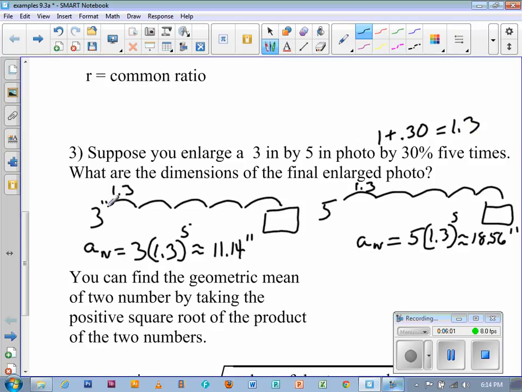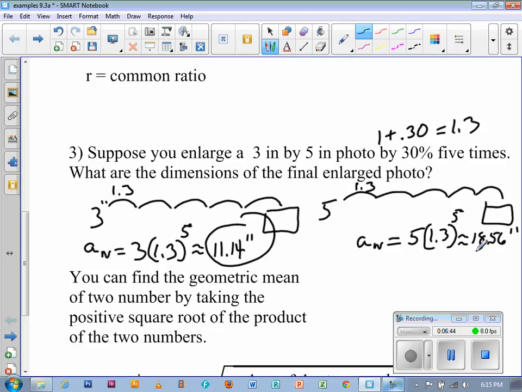And then as you can see, we're going to increase by a product of 1.3 each time, which is a geometric sequence. Using my explicit formula, I put in 1.3, which was my common ratio. I put in the starting value 3 and carried it to the 5th power. And we get a width of about 11.14 inches. Doing the same thing with my 5-inch length, I put 1.3 in as my exponential growth value, and 5 as my term that I'm on. We end up with 18.56 inches.